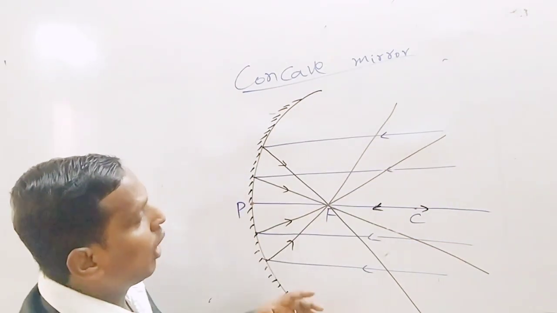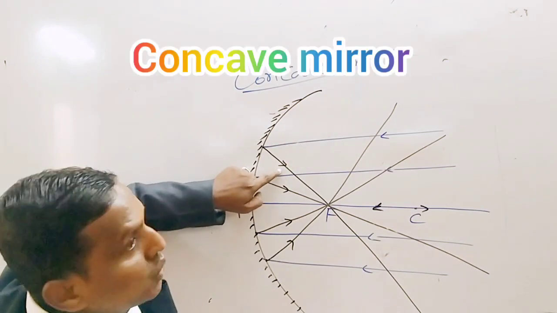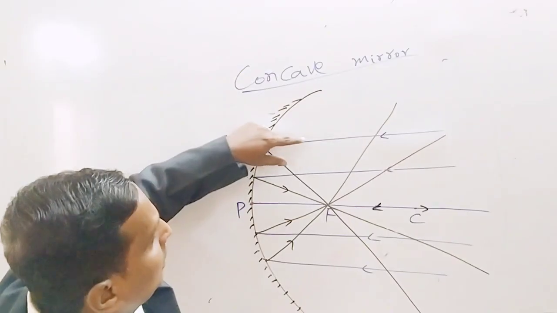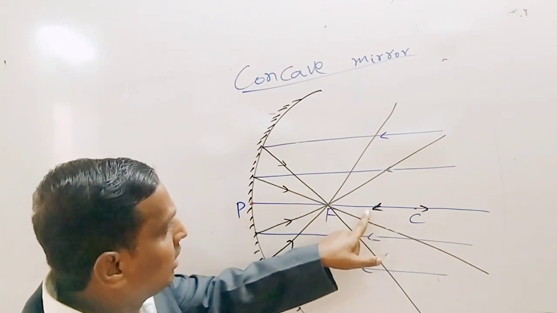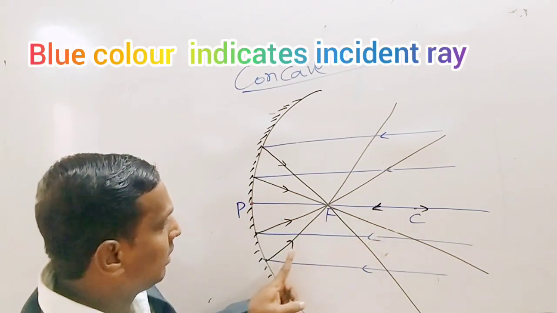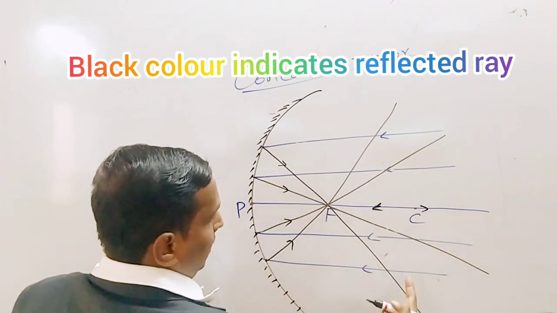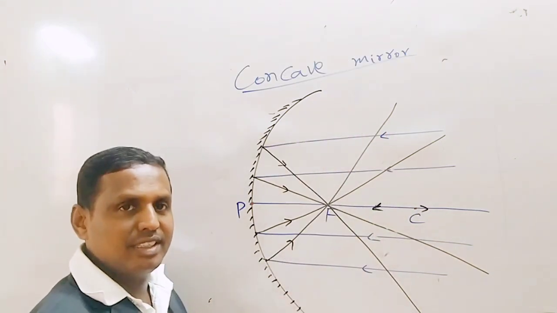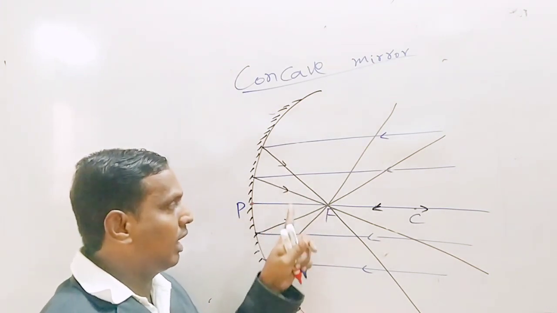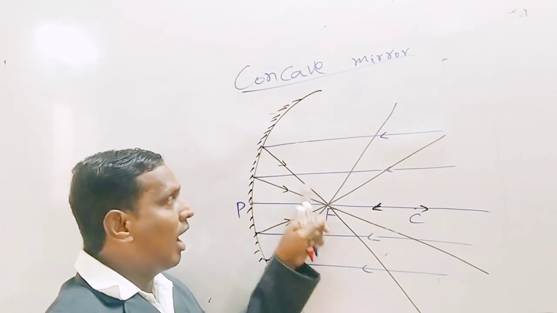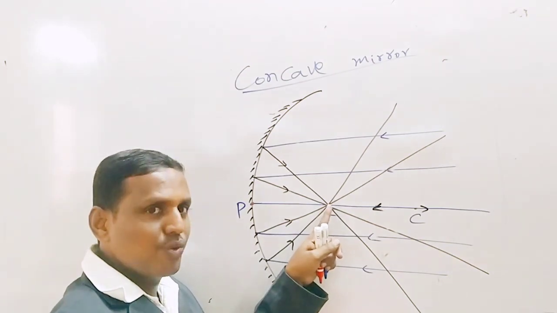So here, how many rays? The first ray incident: the blue color shows the incident ray, and black shows the reflected ray. So incident ray, reflected ray. Same, incident ray, reflected ray. Next, one more: incident ray, reflected ray. After reflection, all light rays meet at a point. This point is called the focus.